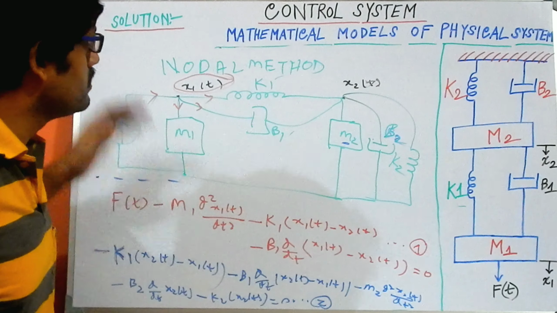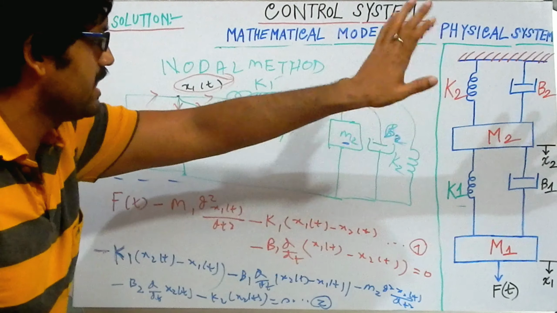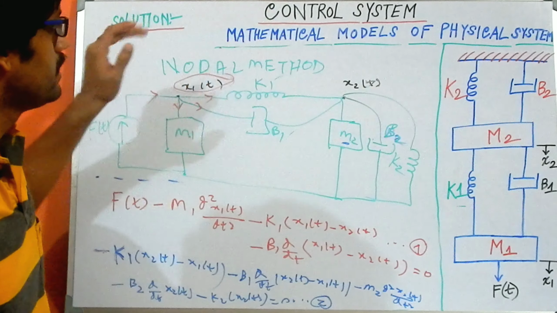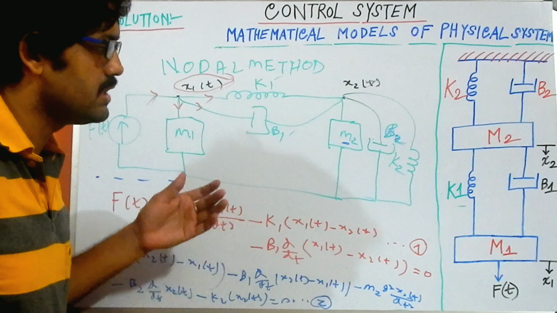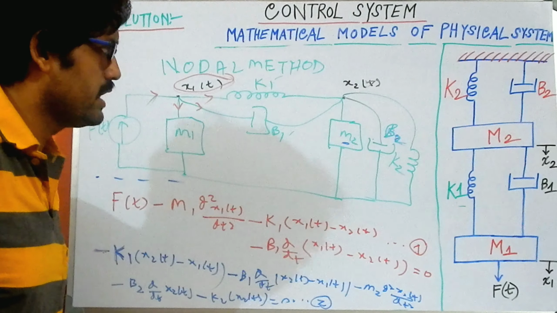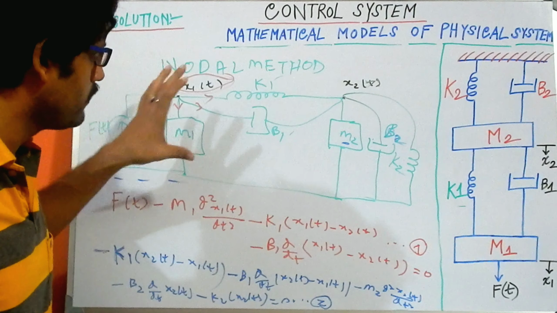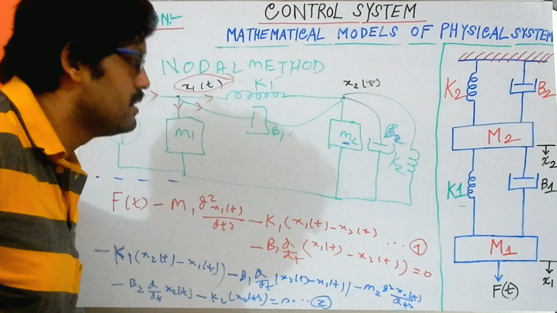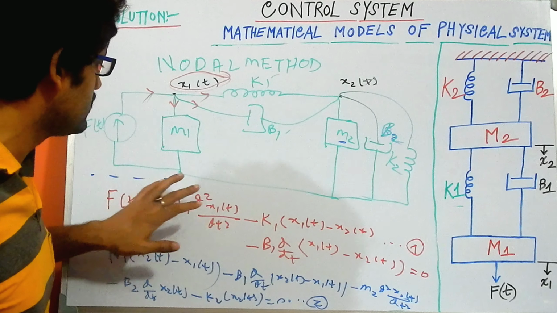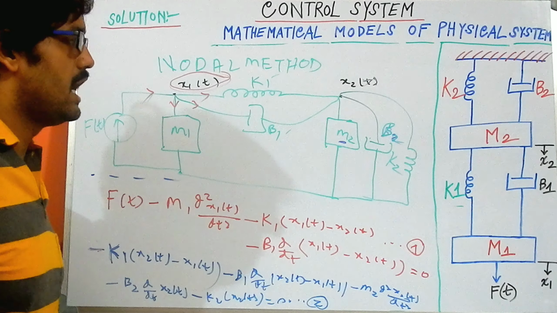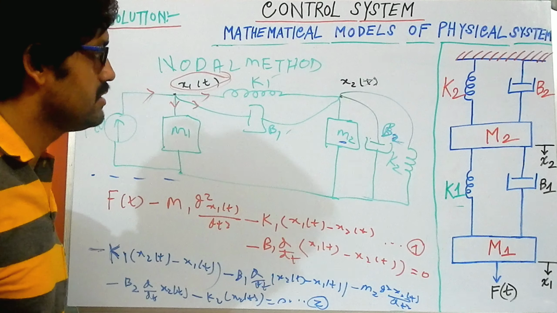Okay, so this is our second method for our same diagram. I have given you two methods, so you should choose whichever is better for you. Okay, so this is all about how do I solve this mechanical problem. Our next step is very vital. How do I convert this T domain into S domain and ultimately transform that equation into transfer function? That is our main focal point.